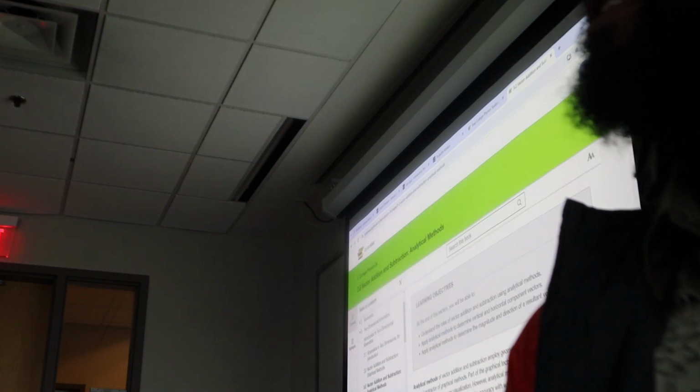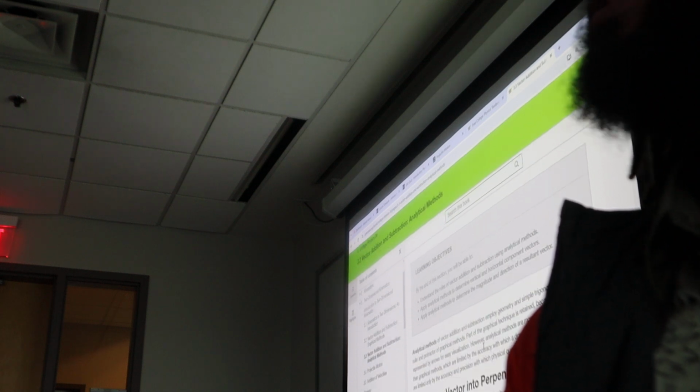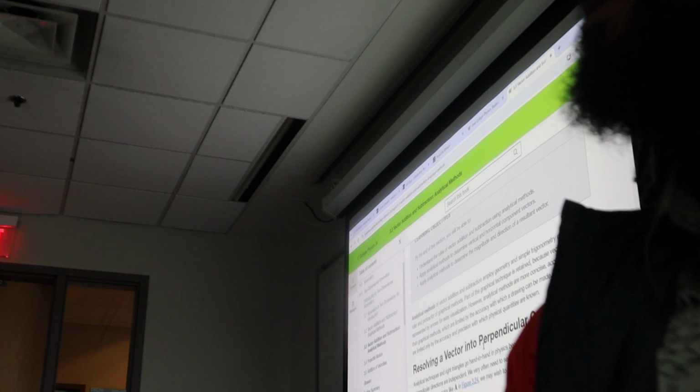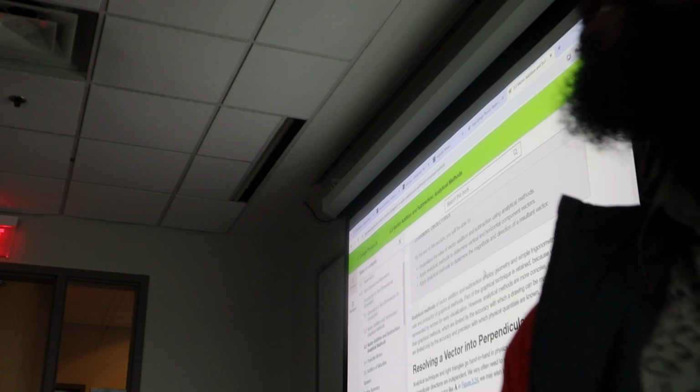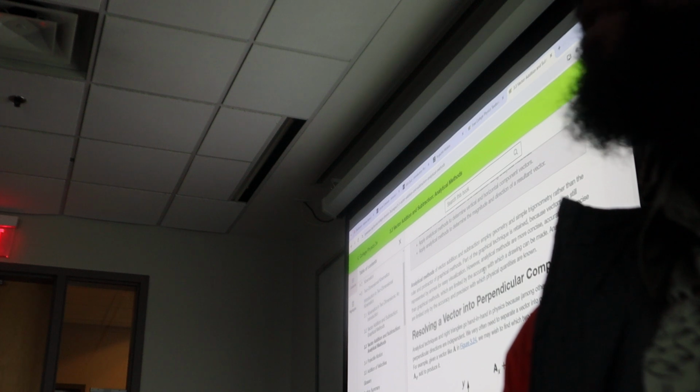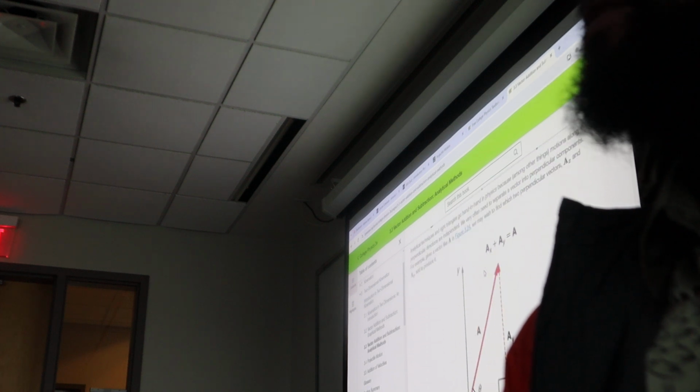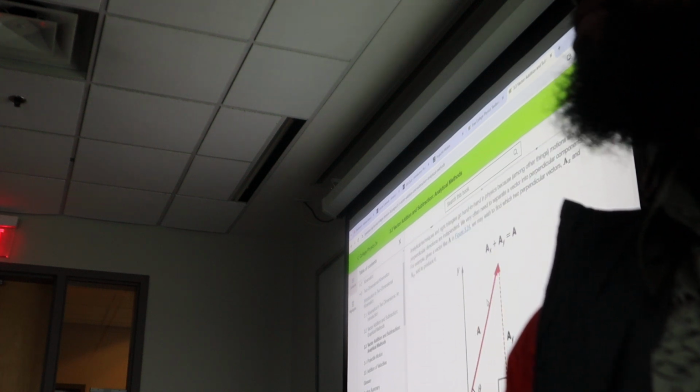All right. And then we're looking at vector addition and subtraction using analytical methods. Understand the rules of vector addition and subtraction using analytical methods. Apply analytical methods to determine vertical and horizontal component vectors. Apply analytical methods to determine the magnitude and direction of a resultant vector. So we talked a little bit about that, about how we used our ruler and protractor.